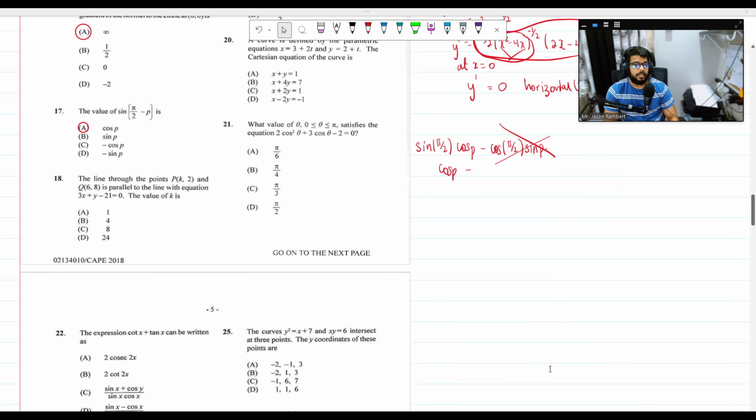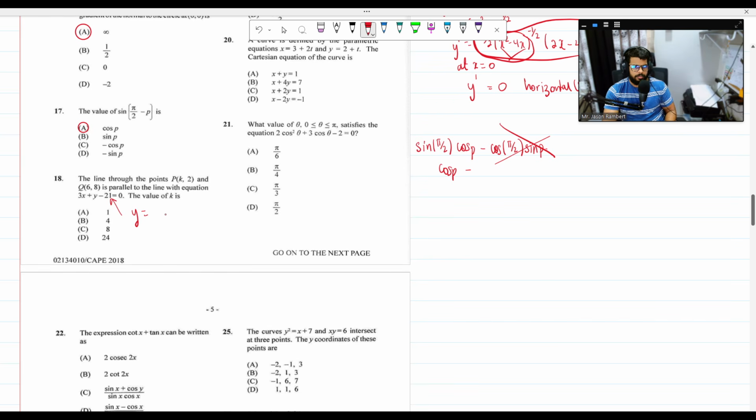Alright, so we're cooking with gas so far. The line through the points P and Q is parallel to the line with equation... what is the value of k? Alright, so we want to get a gradient here. Once I see parallel lines, I know a property of parallel lines is their gradients are the same. Our next property of parallel lines is they never meet, but that property is not going to be used in this calculation.